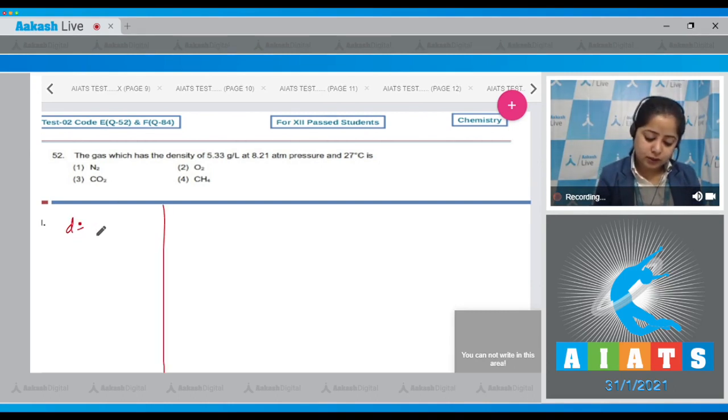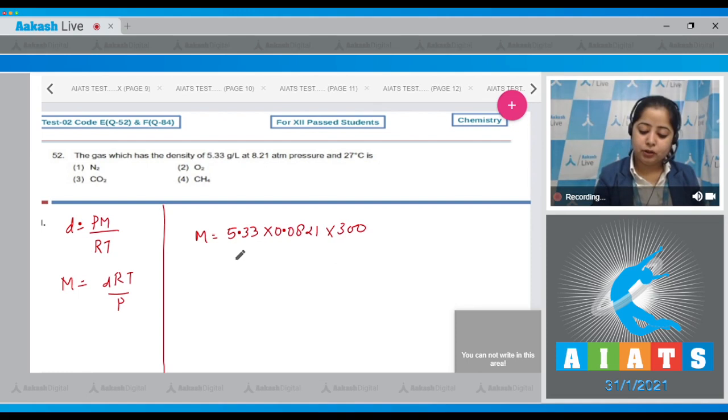We know that density is equal to PM by RT. Therefore, M is equal to dRT by P. Let's put the values. M is equal to density, which is 5.33, then R, which is 0.0821. Temperature in Kelvin will be 300, since we are given 27 degrees Celsius, and then the pressure we are given is 8.21.